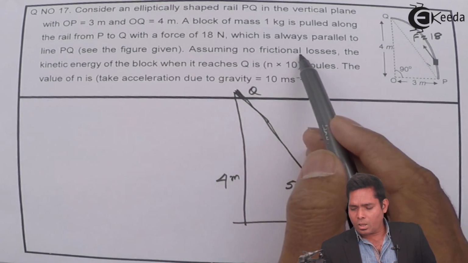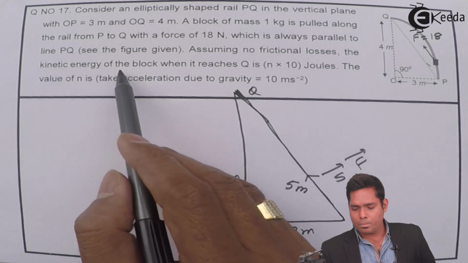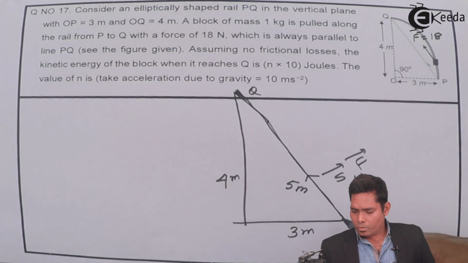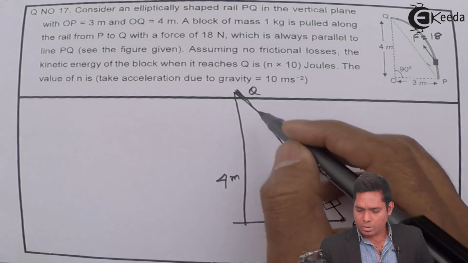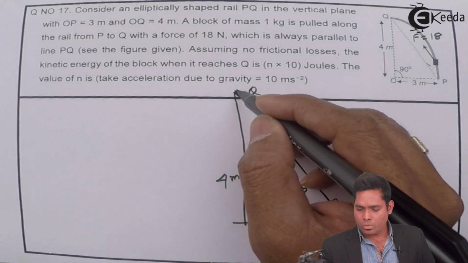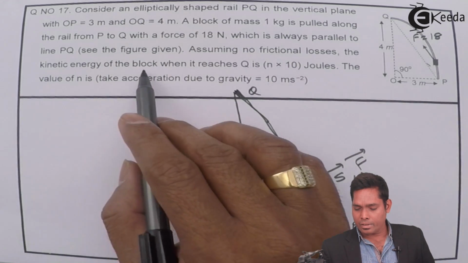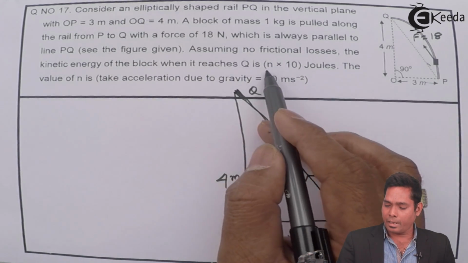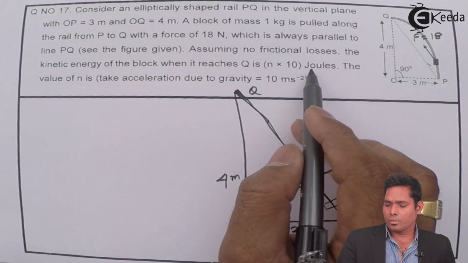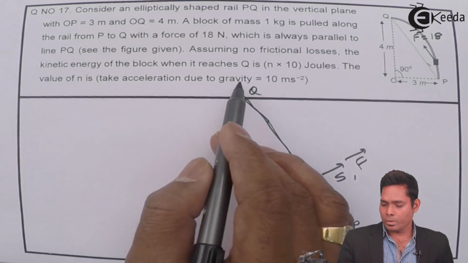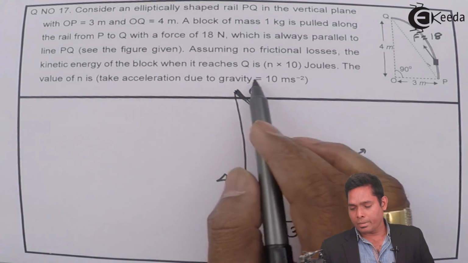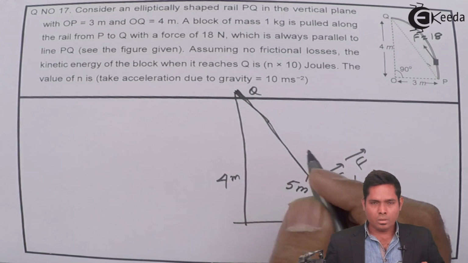Assuming no frictional losses, the kinetic energy of block when it reaches Q. So from here, this block is moved towards Q. When it reaches Q, the kinetic energy of the block is given by 10 N joule. The value of N you have to find. Acceleration due to gravity is 10 meter per second square.